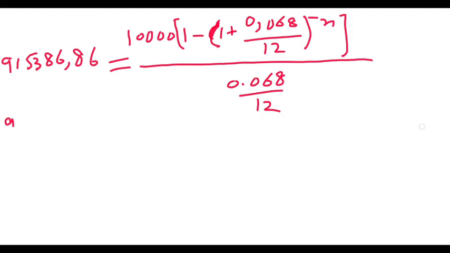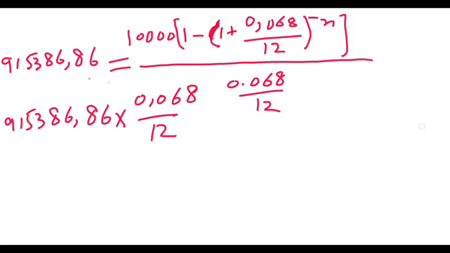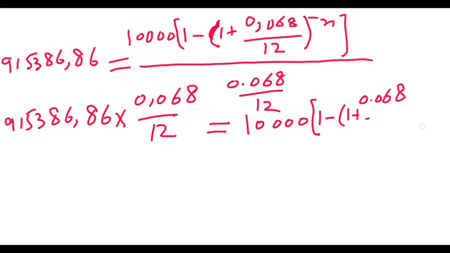So 915,386.86 multiplied by 0.068 over 12. I cross multiply, and that is equal to 10,000, big bracket 1 minus small bracket 1 plus 0.068 over 12 power negative n.